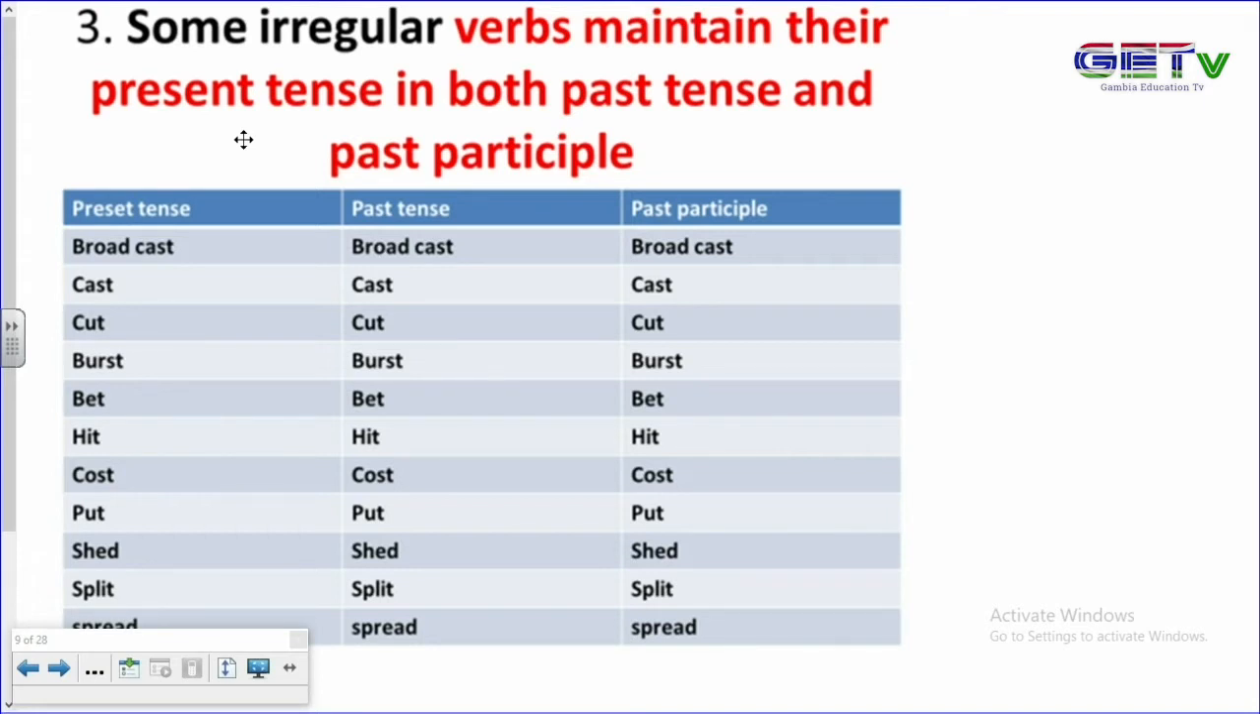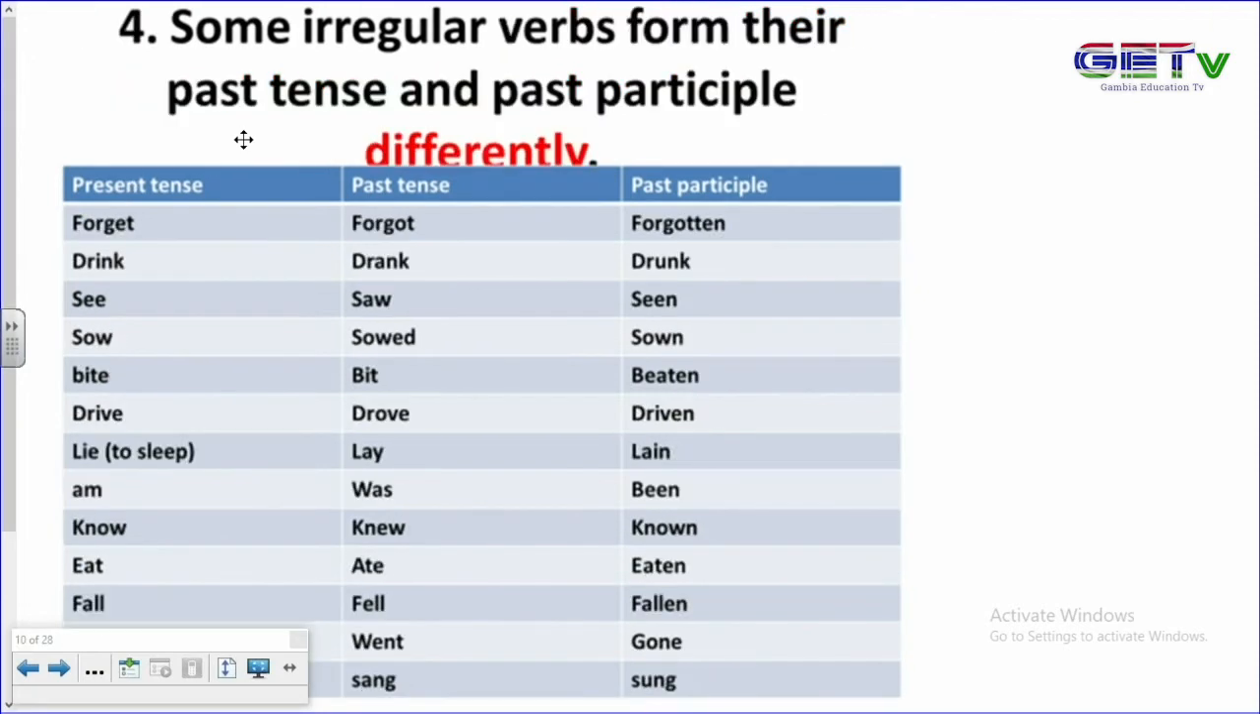We have also set, set, set. Split, split, not splitted. And we have spread, spread, spread, not spreaded. You cannot say the spreaded lies against me, but instead you say the spread lies against me. So these irregular verbs, their present tense, their past tense, their past participles remain the same. Nothing changes. We move on.